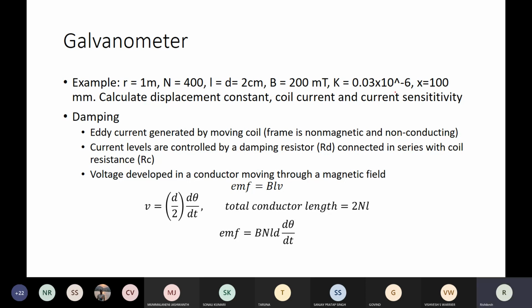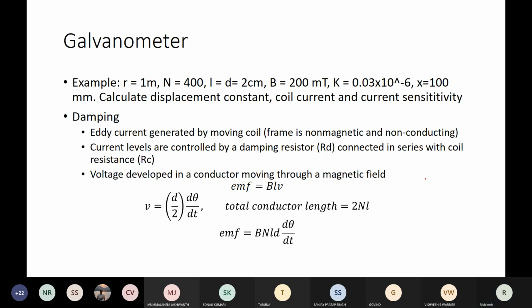Now in the case of a galvanometer, usually eddy currents are generated by the moving coil. Okay, so what are the eddy currents? We know that once a current carrying conductor moves within a magnetic field, a voltage is generated in it, right? This is the electromotive force, that is EMF, which is generated once a conductor moves through a magnetic field. Now that will oppose the cause of the movement. What is the cause of the movement? The current flowing through the coil. That's why these are known as eddy currents, and these coils are wound on a frame.